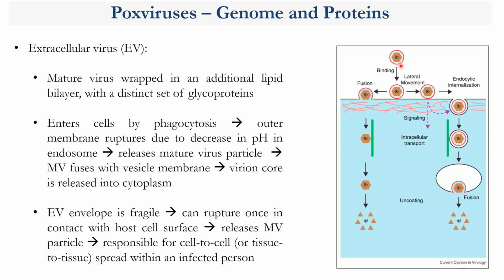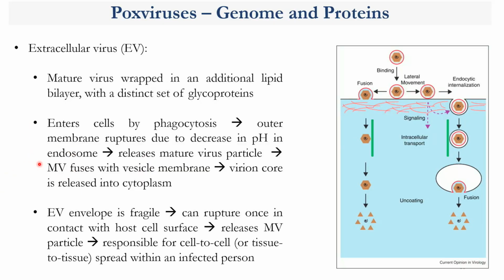Now, here's your virion binding. It might move laterally. You can either fuse here or you can carry out endocytosis. In this case, they usually enter the cell by phagocytosis, okay? And once it's inside the endosome, the outer membrane of this EV will rupture once the pH is lowered in that endosome. And that releases the mature virus particle.